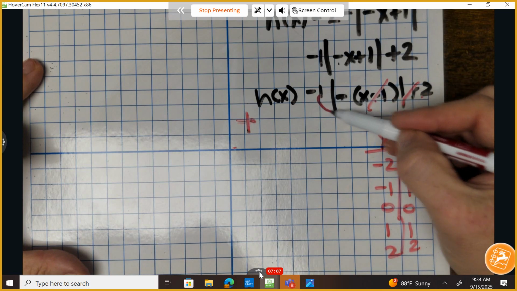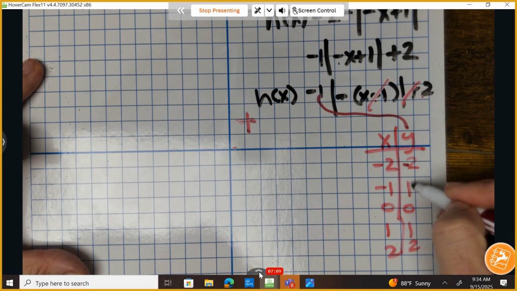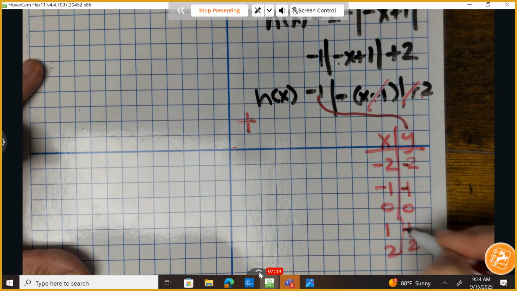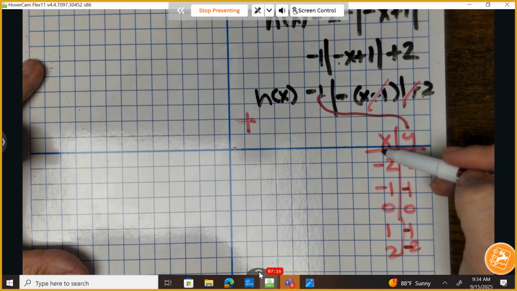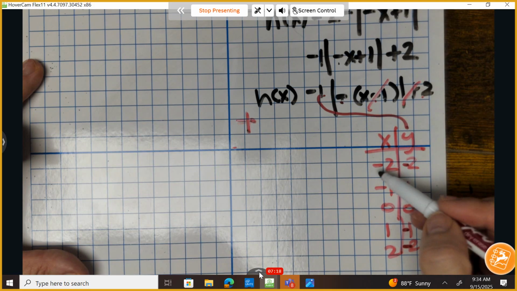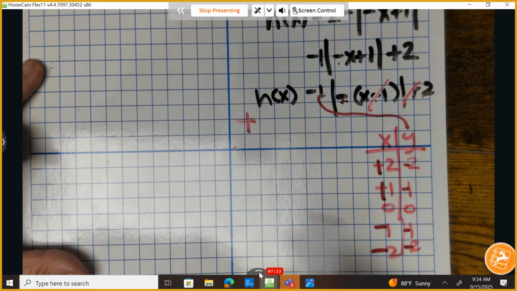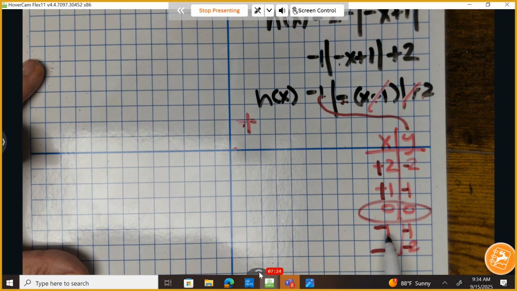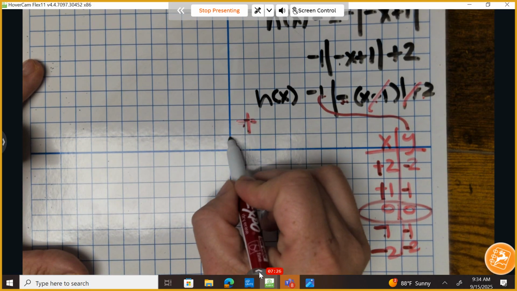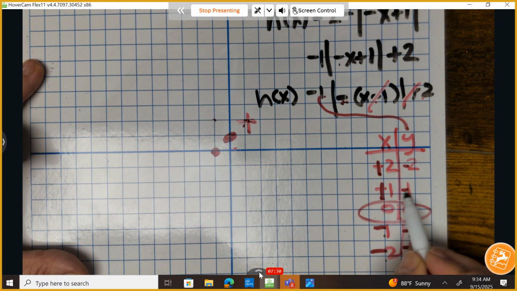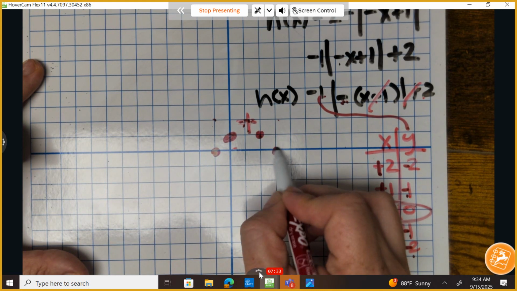This negative sign is going to be multiplied by the output, so it becomes a negative 2, negative 1. Well, 0 doesn't change. There's not a positive or negative. Now, the inputs will be multiplied by this negative sign. A negative times a negative is a positive. So from here, this is my 0, 0. I'm going to go left 1, down 1. Left 2, down 2. Right 1, down 1. And right 2, down 2.